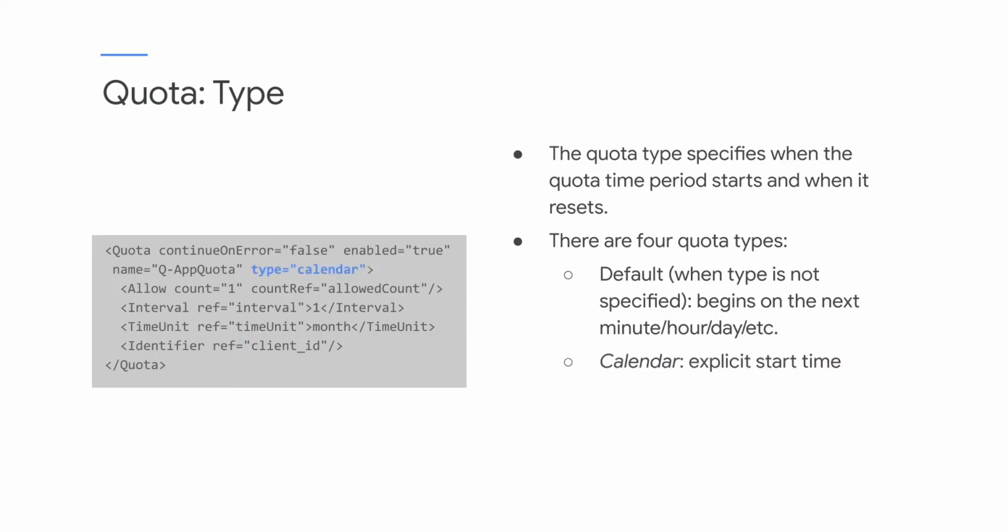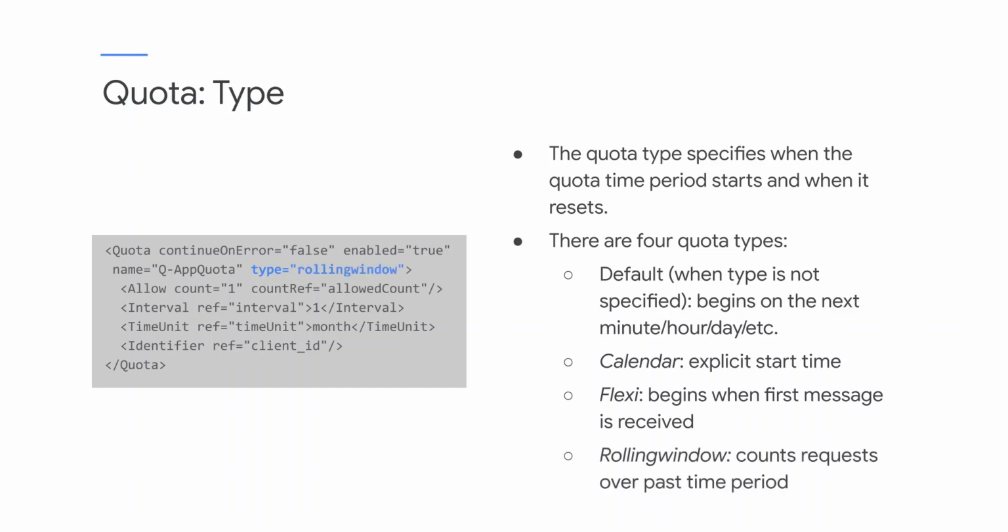The calendar type has an explicit start time, which is different from the default one. Then there's the flexi type. Like the calendar type, the quota is reset every time an interval number of time units elapses. The flexi type is like the calendar type, except the time begins when the first request is handled by the quota policy. Then there's the rolling window.